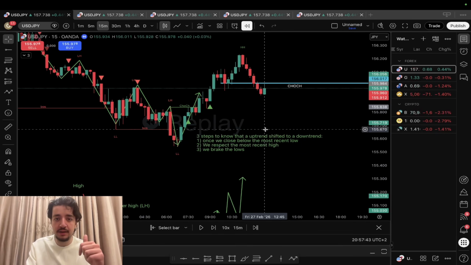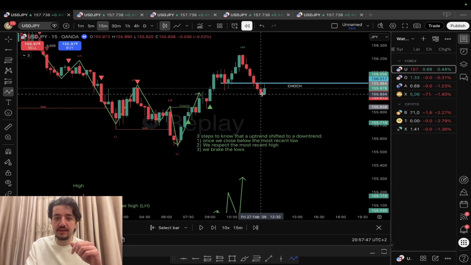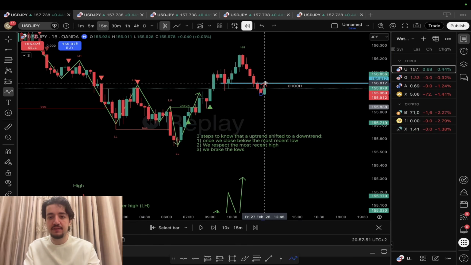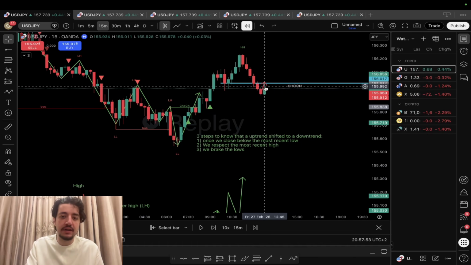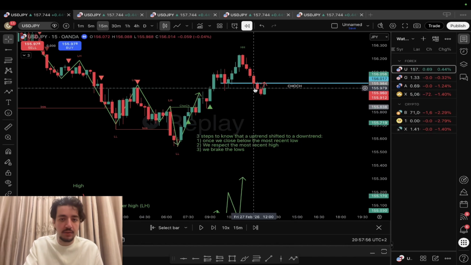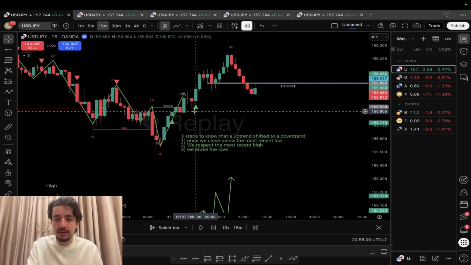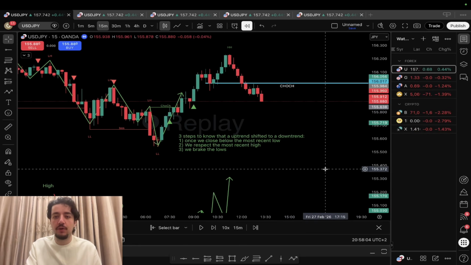That's the first step. Second step, we respect the most recent high. So now we have this low. Before we break this low, I don't want to see us breaking here. I want to see, okay, what's going to happen now? Are we going to close below the lows again, or are we going to go and break it? Let's see what happened. Boom. Okay, now I can say we're officially in a downtrend.